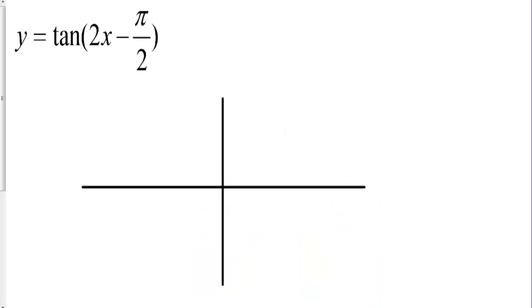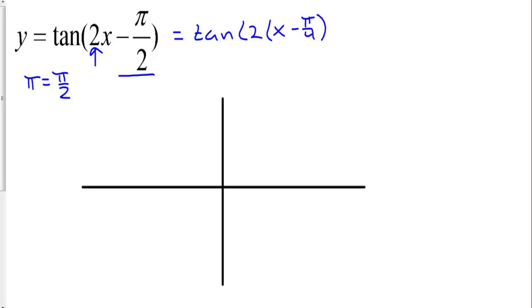Y equals tangent of 2x minus pi over 2. This right here, that's going to change the period. The period for tangent is normally pi, so now the period is going to be pi over 2. And you would think that we're moving right pi over 2, but in order to get that information accurately, we have to factor the 2 out. So we have 2x and then minus pi over 4. So instead of going right pi over 2, we're actually going to move this graph right pi over 4.